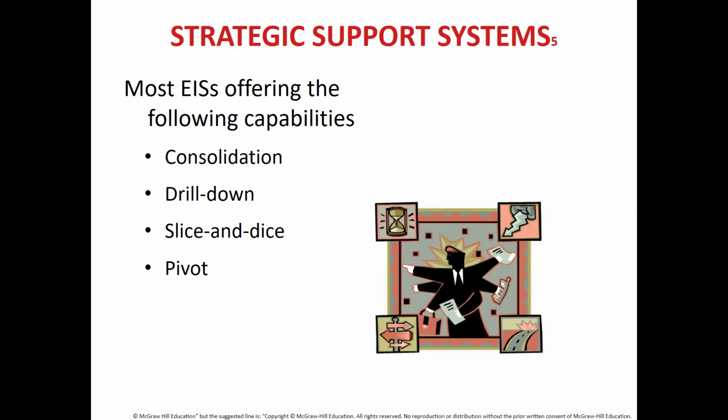So if we want to summarize it up, consolidation involves the aggregation of information and features. Now, aggregation means you sum up or join something. Drill down enables user to get details and details of those details. Slice and dice looks at the information from different perspectives. And pivot rotates data to display alternate presentation of data.